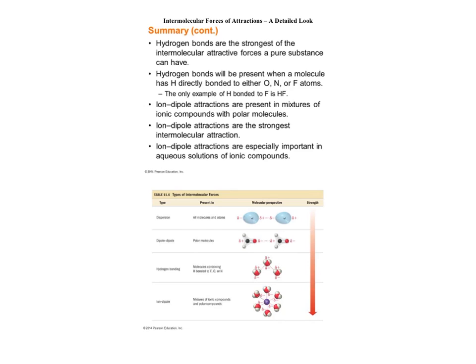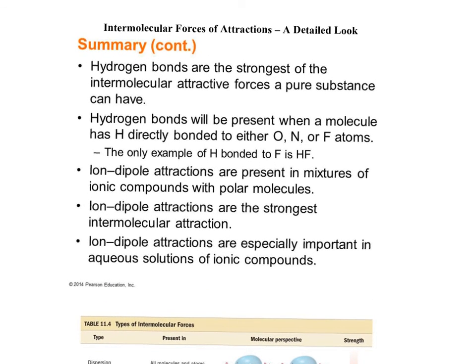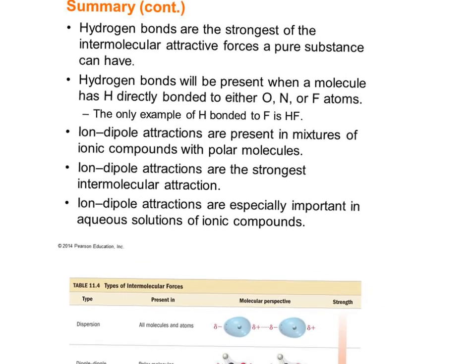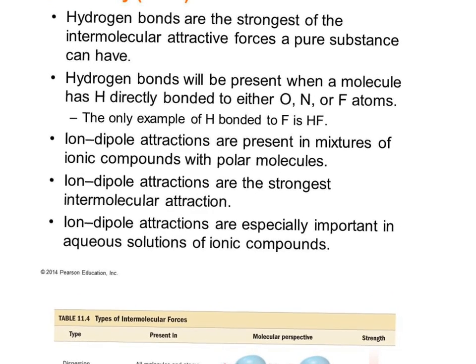And then continuing with the summary, hydrogen bonds are the strongest intermolecular force outside of an ion dipole, which is stronger than a hydrogen bond. And hydrogen bonds are a special type of dipole-dipole interaction, where you have a hydrogen that's attached to an O, N, or F, combining with an O, N, or F that's part of a polar covalent bond. That's what makes a hydrogen bond, and that's all.